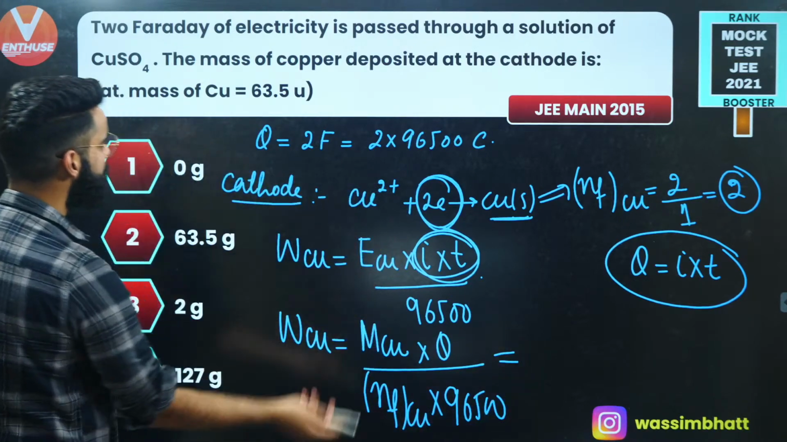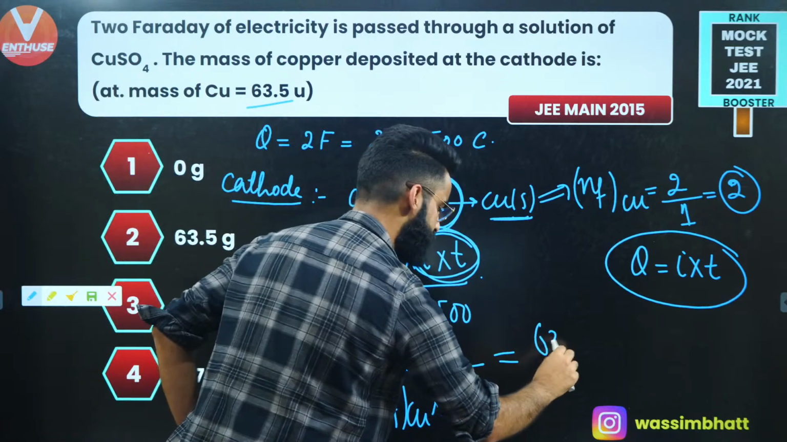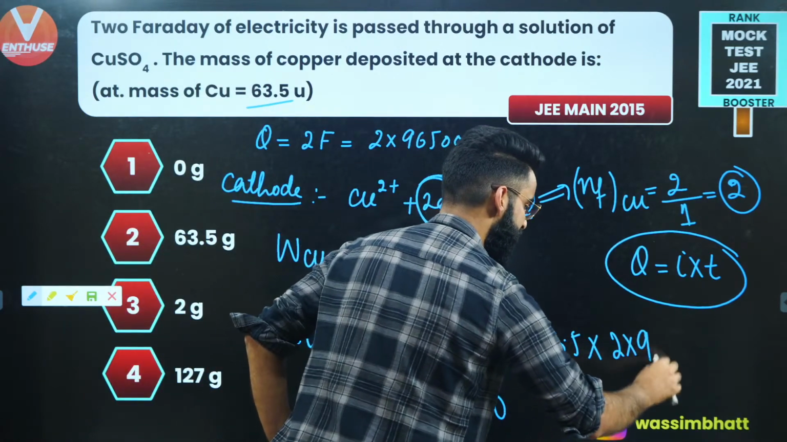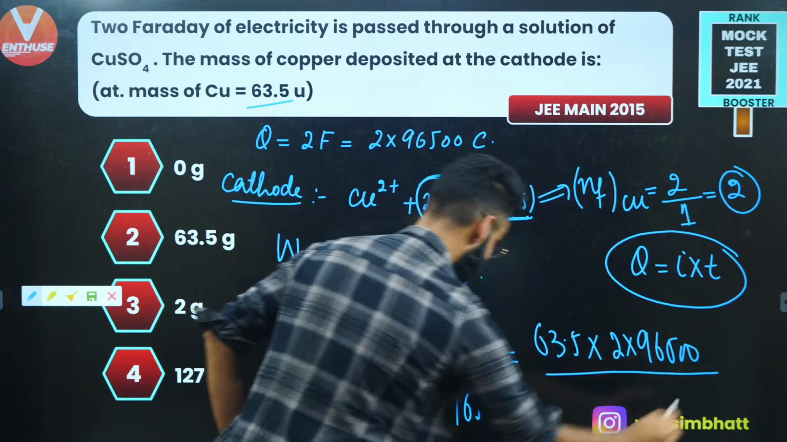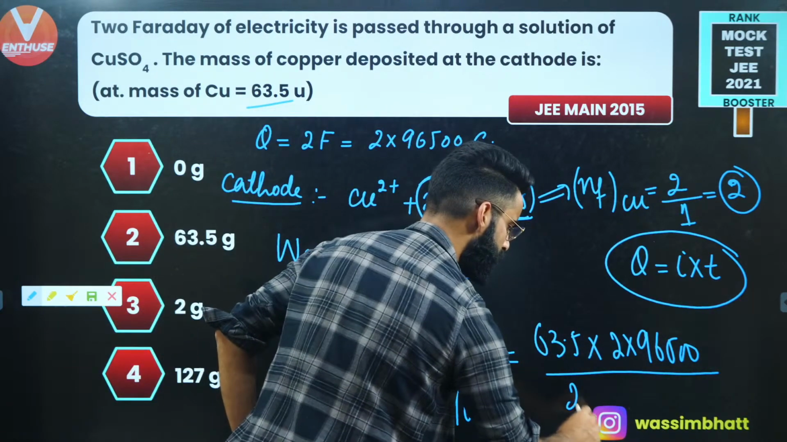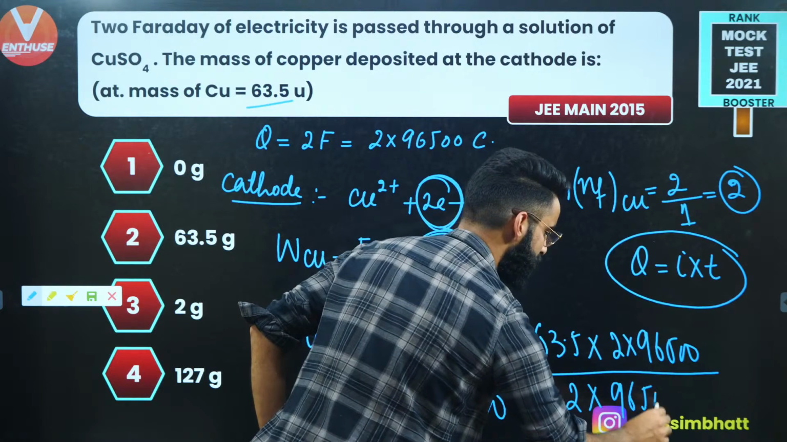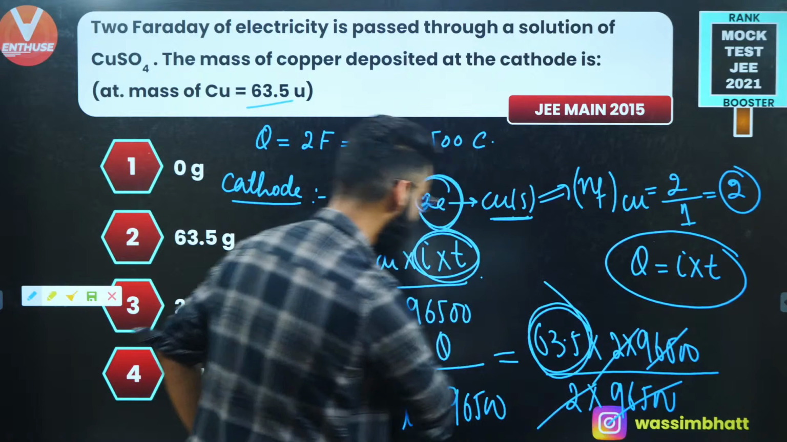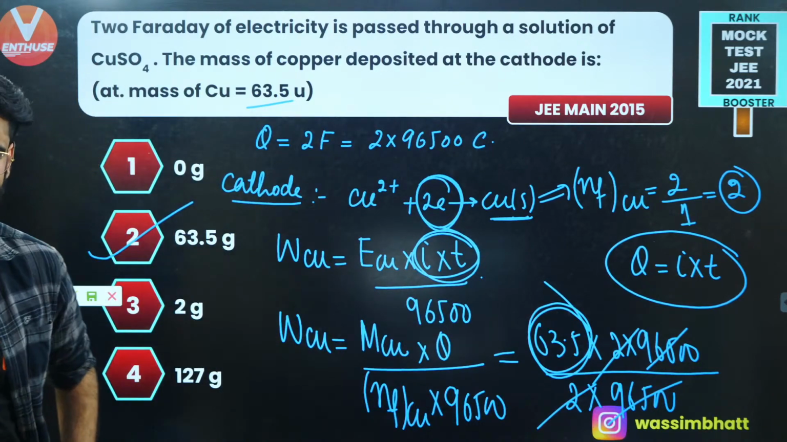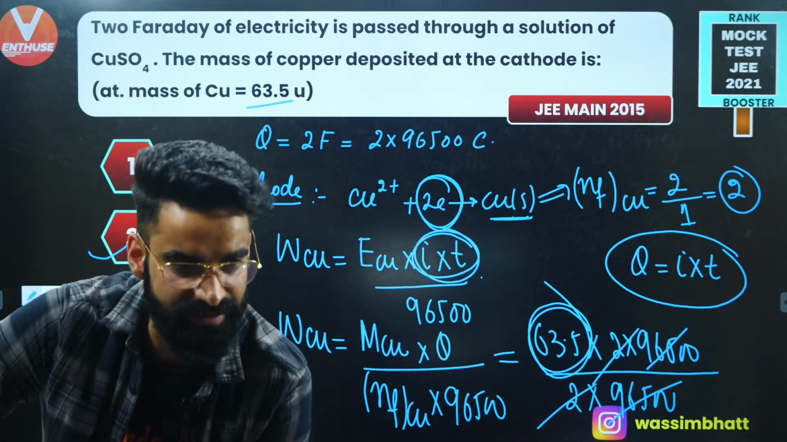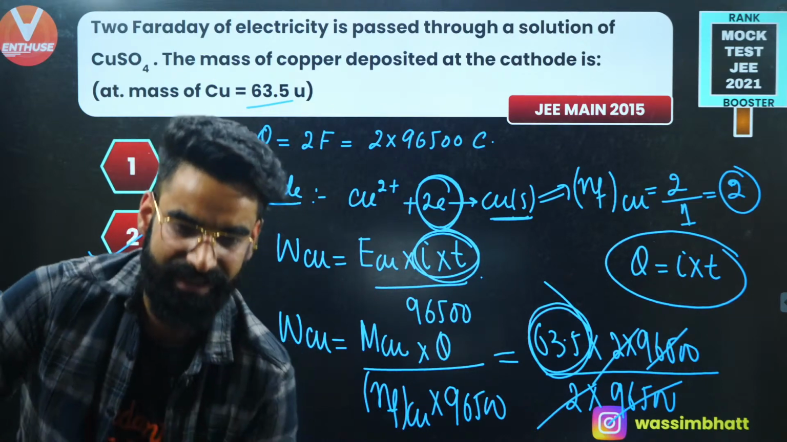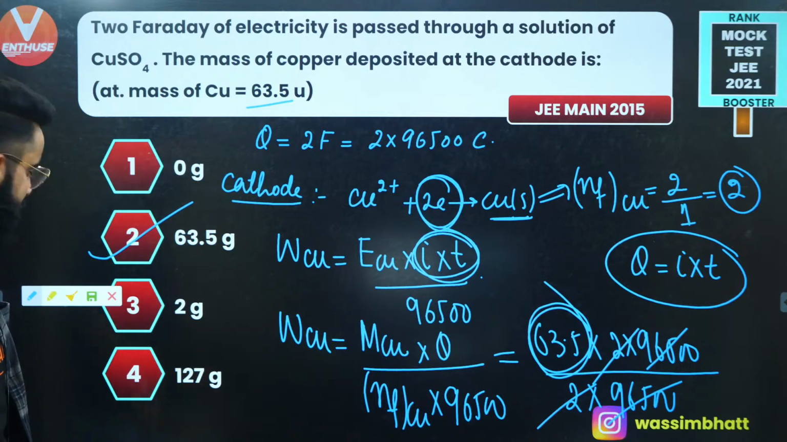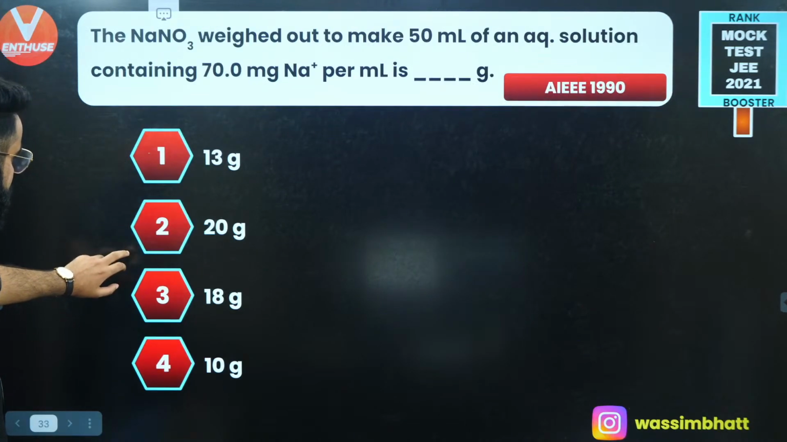What is the molar mass of copper? It's given to me as 63.5. What is the value of Q? Q is simply 2 multiplied by 96500, divided by n factor of copper, which is again 2, multiplied by 96500. So this got cancelled, this got cancelled. So mass of copper deposited is simply equal to 63.5 grams. Yes, a very, very simple question again this was. So option B is the one which is correct among all, right? Perfecto? Yeah, exactly guys, exactly.